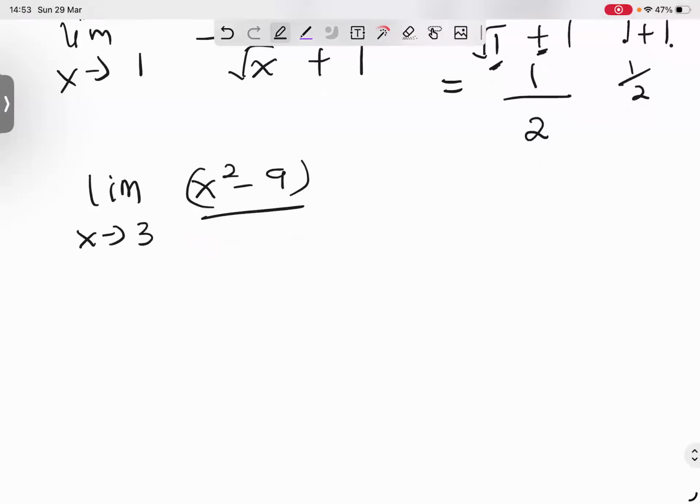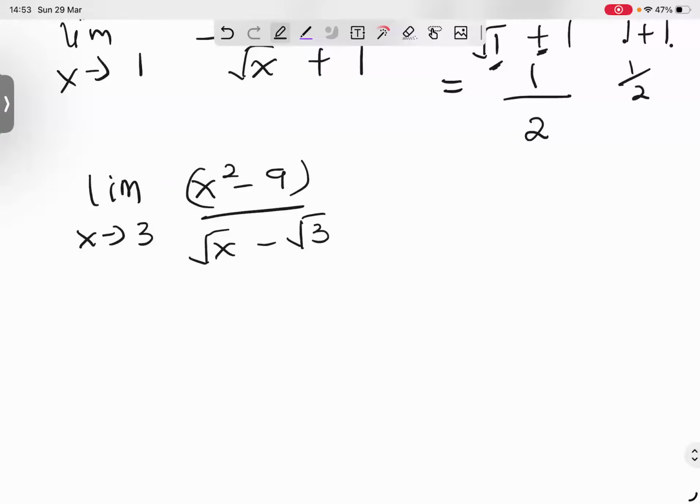X squared minus 9 divided by square root of x minus square root of 3. Let's look at evaluating this limit step by step. This is the quotient of two functions. So the first rule that we'll be applying is the quotient property.